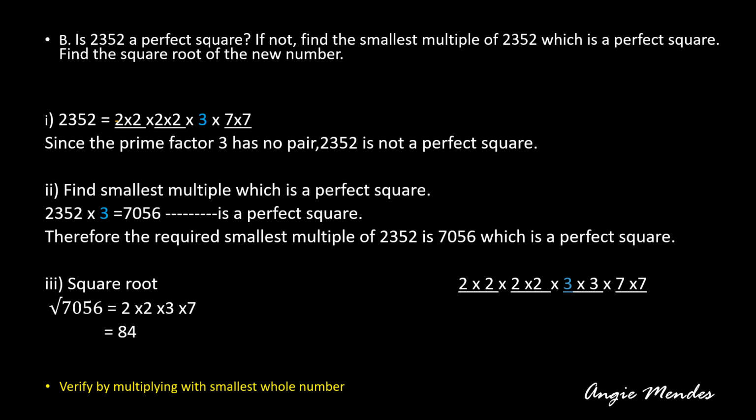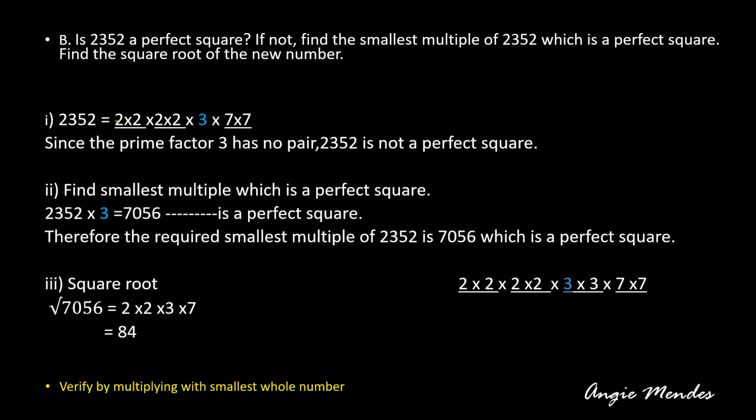Okay, so you have found the answer to the first question. Now, if it is not a perfect square, you have to find the smallest multiple of this number, which is going to give you a perfect square. So for this, if 2352 had all its prime factors in pairs, then it would have been a perfect square.